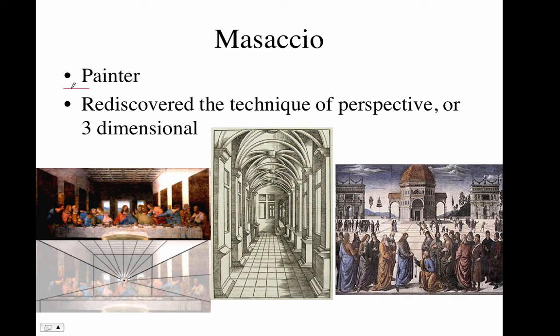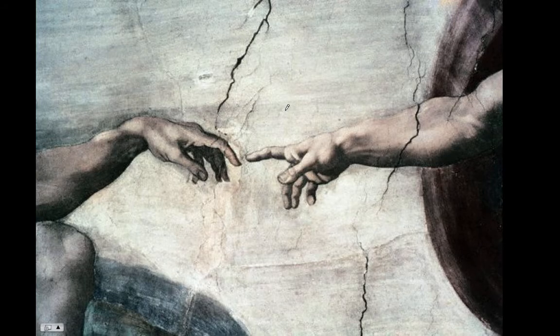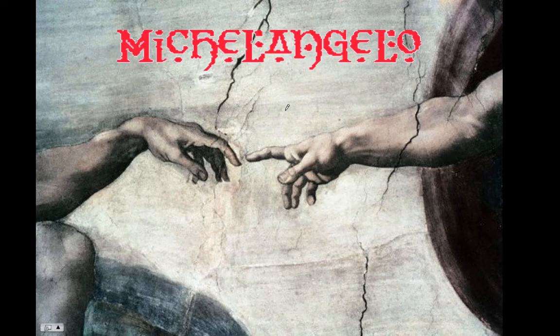The most important early painter is a guy named Masaccio, and he rediscovered the technique of perspective, of three dimensions. If you look, all of these lines kind of head to a central point. Even here, you'll notice these people are bigger than these people, implying that these people are far away. And there's all these lines that lead to a central point. What's the vocabulary word from the slide? Perspective.